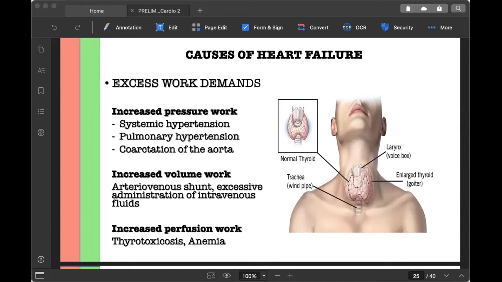Okay, how about the increased perfusion work? It is actually caused by your thyrotoxicosis and your anemia. Thyrotoxicosis is the condition in which you have too much thyroid hormone in your body, as you can see here in our illustration. Okay.